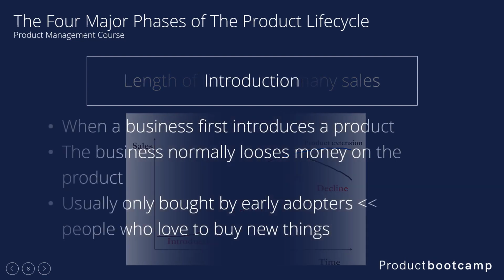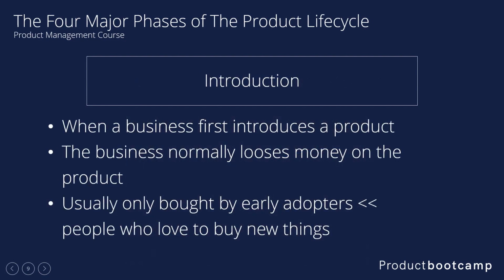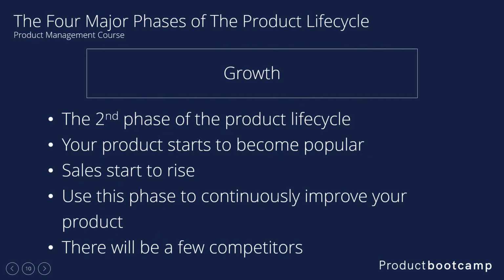Introduction. This is when a business first introduces a product to the world. At this stage of the life cycle, the business normally loses money on the product, and it's usually only bought by early adopters. These are people who love to buy new things. Growth. This is the second phase of the product lifecycle.